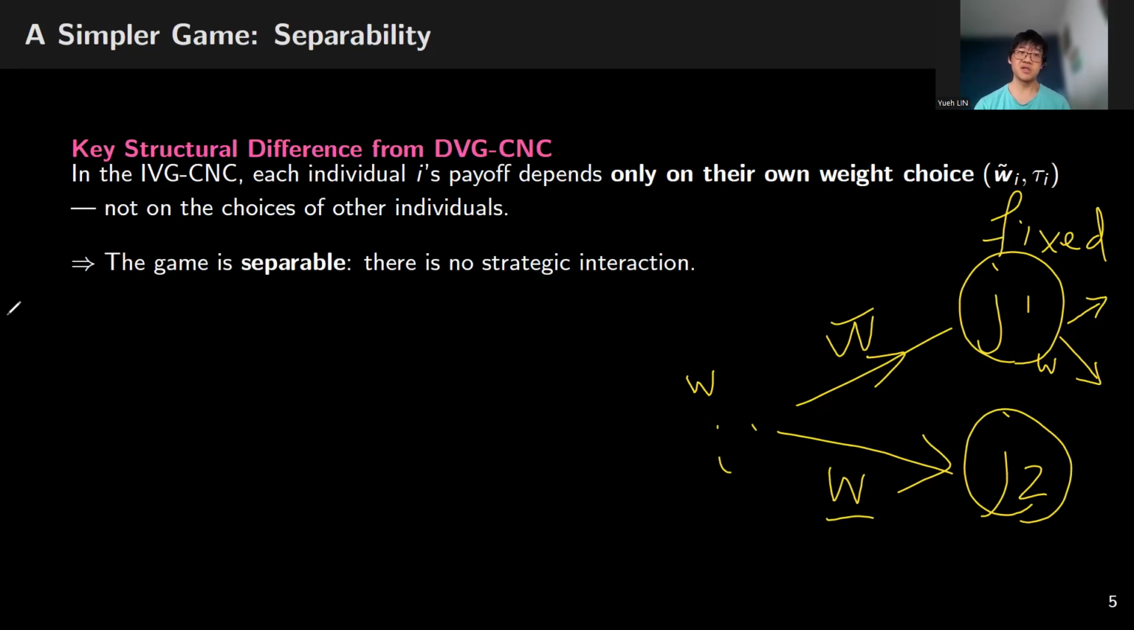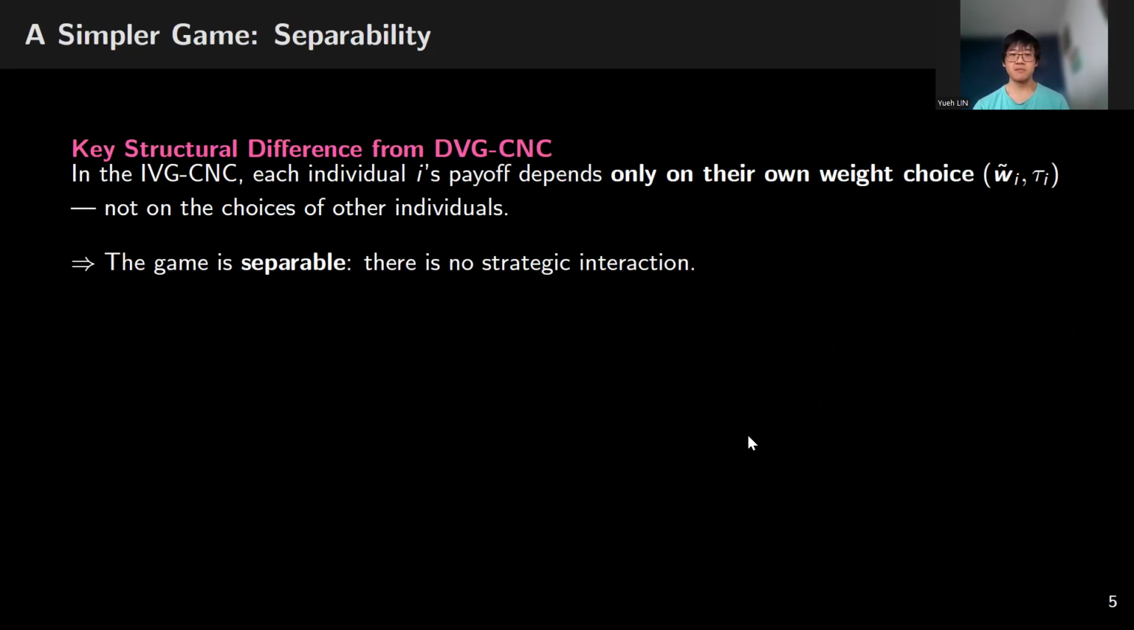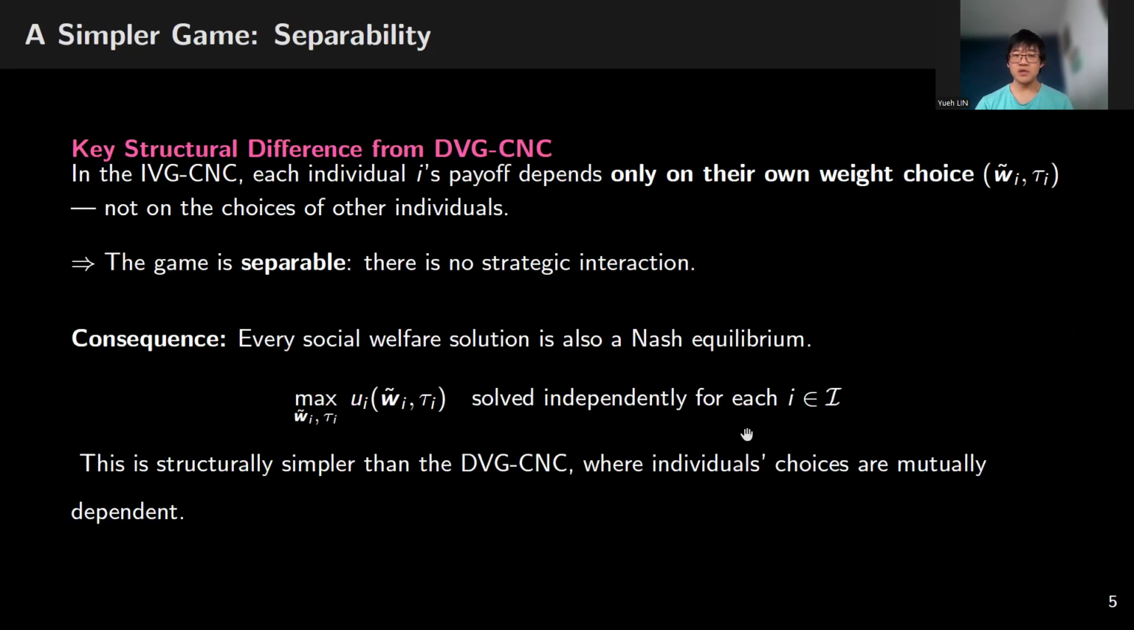This is the property of the inverse voting game. So the consequence is that every social welfare solution, every solution where you maximize the whole utility of everyone, is also a Nash equilibrium because they are not interacting with each other in the strategic settings. So we can solve this utility just by solving independently for each individual. So structurally speaking, the inverse voting game is simpler than the direct voting game.